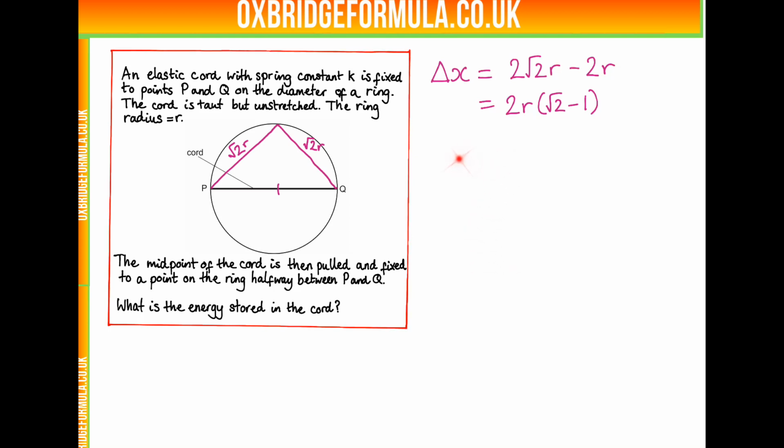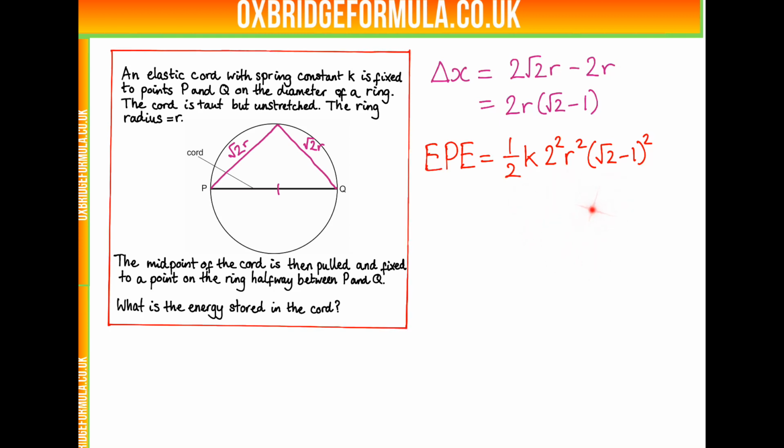Therefore, an expression for the elastic potential energy, involving half k times the extension squared, is half times k times 2 squared, r squared, and then square root of 2 minus 1, all squared. See again why we factored, to make this whole multiplication or squaring a lot easier to deal with. So then we get a half times 4, so it just becomes the 2.